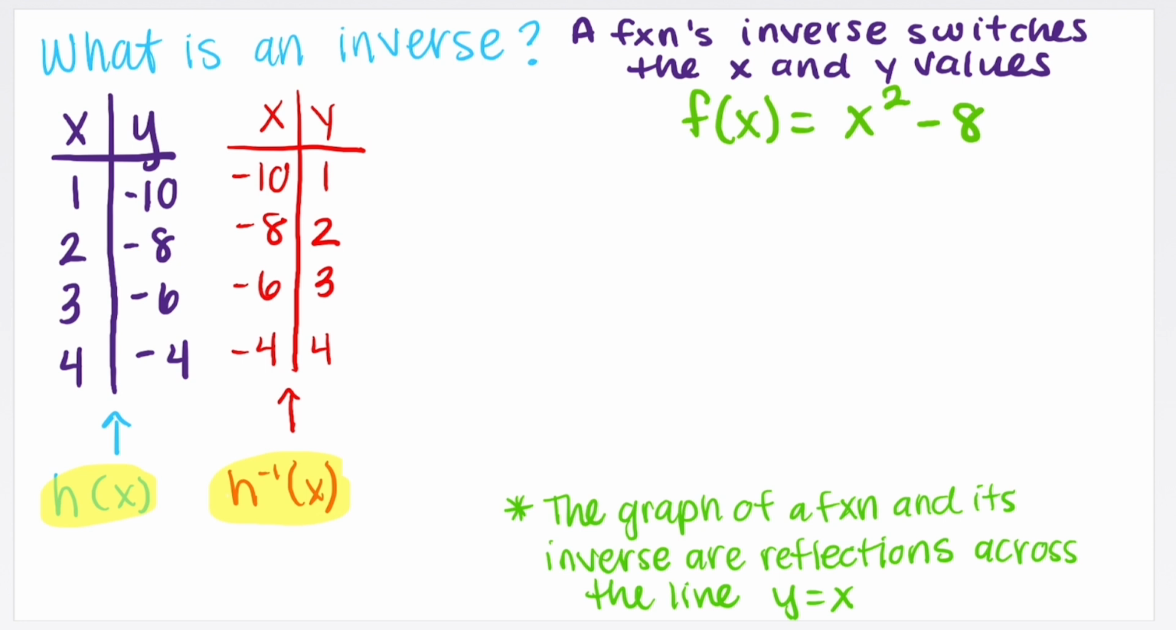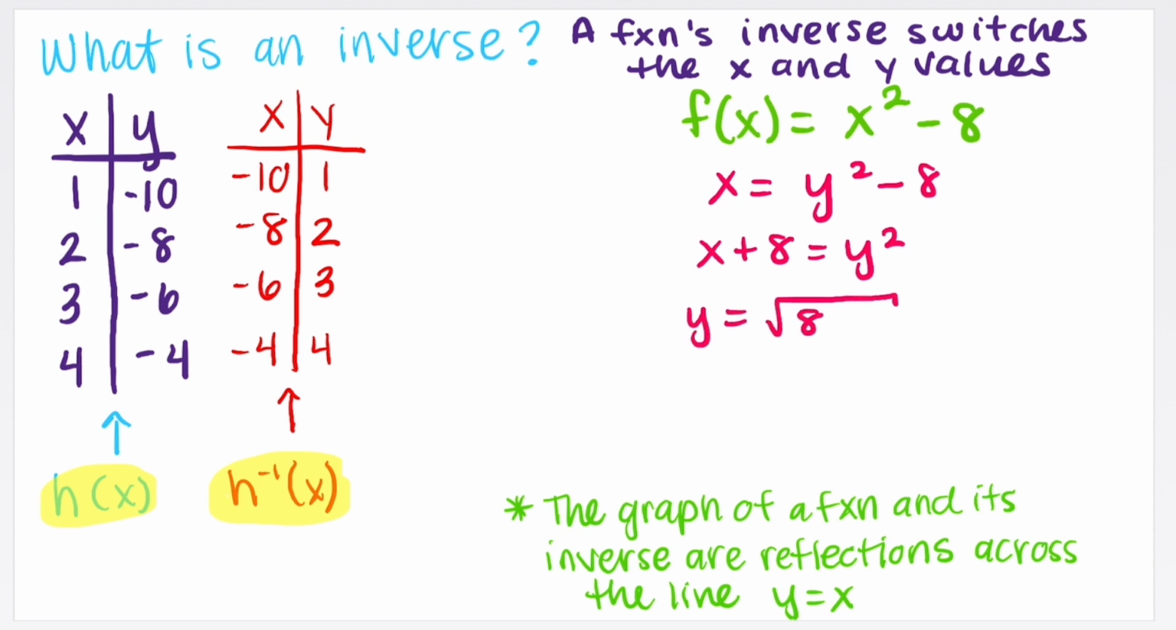So for example, I can rewrite this as x equals y squared minus 8, and then solve this for y. So I'll have x plus 8 equals y squared. So y will equal the square root of x plus 8. It doesn't really matter which order, because they're both addition, but you should write it as x plus 8. So that would actually be the inverse of f.